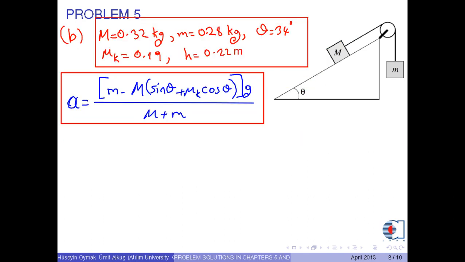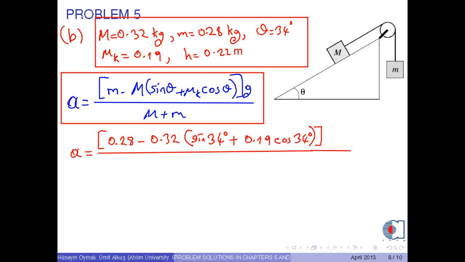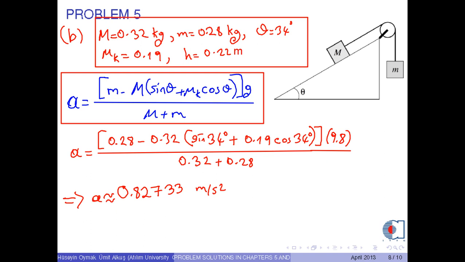After performing appropriate unit conversions, substitute the corresponding numerical values into this equation such that a equals 0.28 kilograms minus 0.32 kilograms times sine of angle 34 degrees plus 0.19 times cosine of angle 34 degrees, times 9.80 meters per second squared, divided by 0.32 plus 0.28 kilograms, which results in a equals 0.82733 meters per second squared, which is approximated as 0.827 meters per second squared.